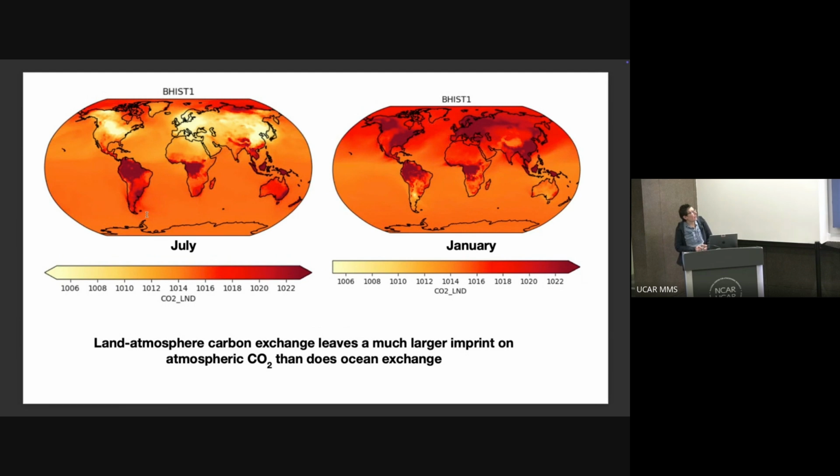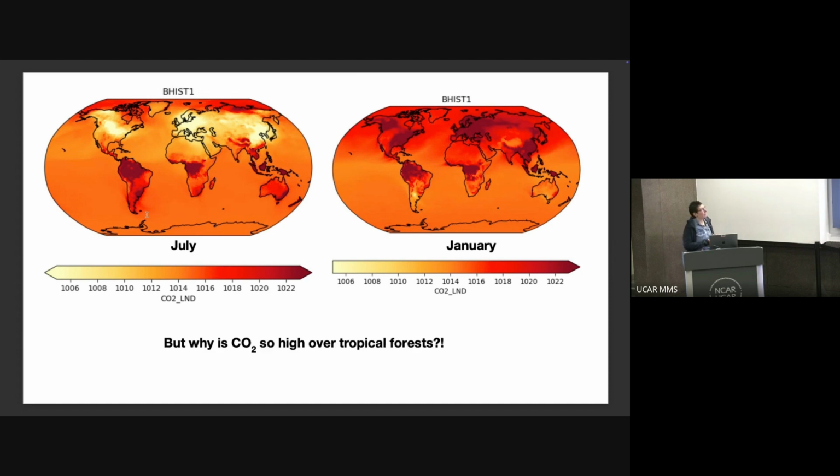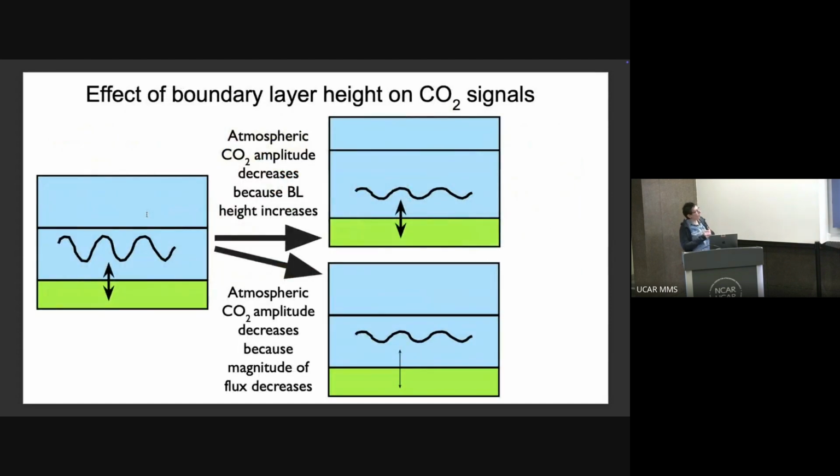In land, we have a different picture. Land is the primary driver of variability, both spatially and temporally, in CO2, unless you're looking at highly concentrated urban areas. But there's some weird stuff here, right? So why is CO2 so high over these tropical ecosystems where we don't expect there to be fossil emissions? And this gets to a key point that I hope everyone will take away, which is that it's impossible to learn about surface fluxes from atmospheric CO2 unless you consider the imprint of atmospheric transport. So what's going on here?